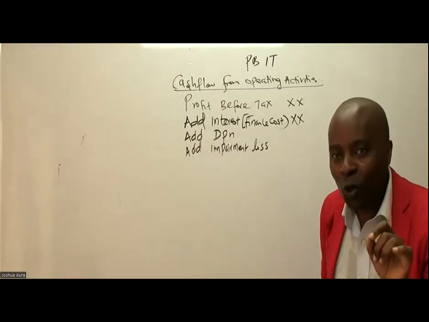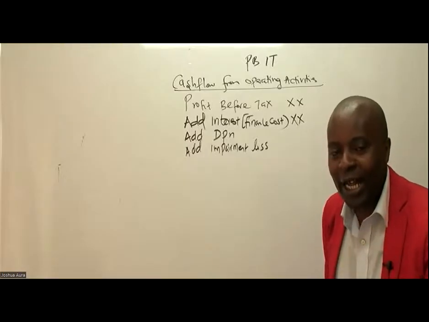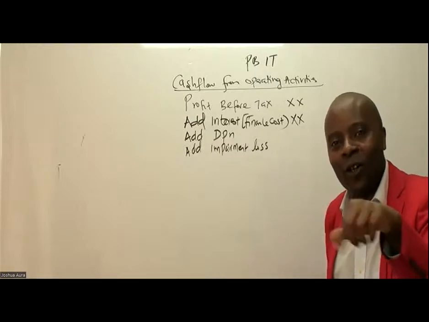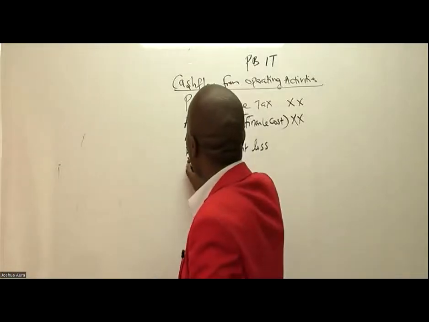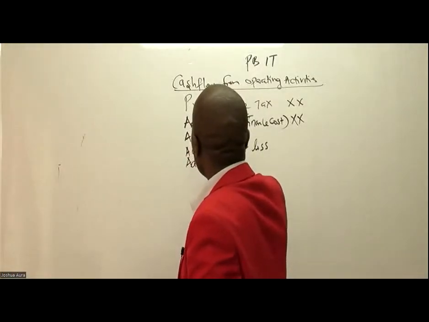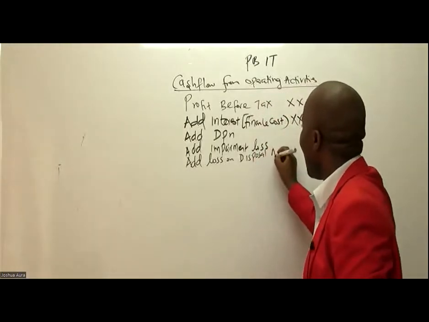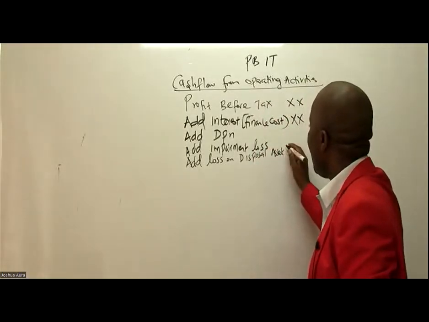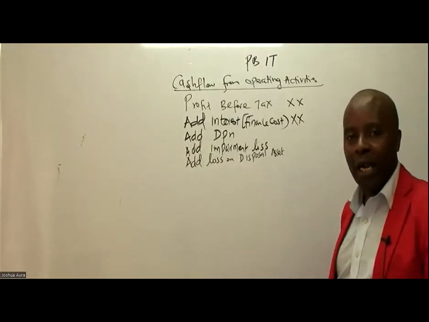Yes, we have a loss on what here? Disposals. When you dispose of an asset and you make a loss, that loss is not a cash item. So in this case, add a loss on disposal. Add a loss on disposal of any asset, including subsidiaries.